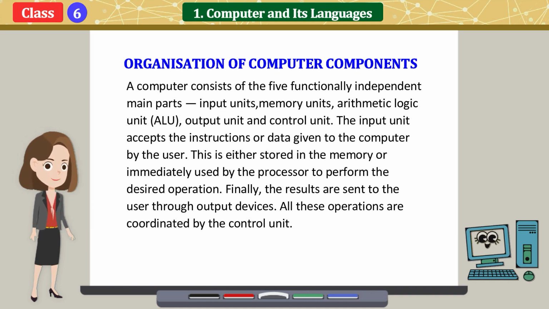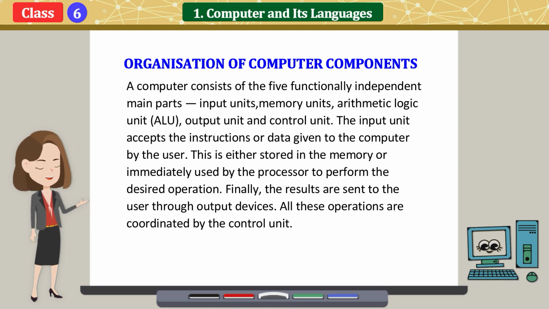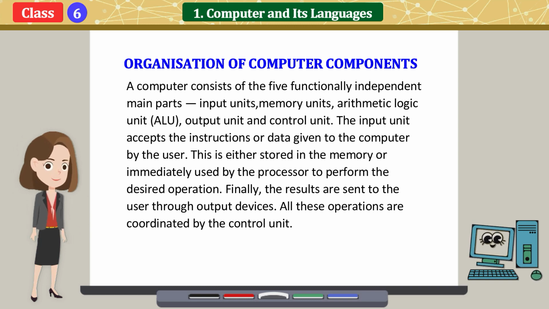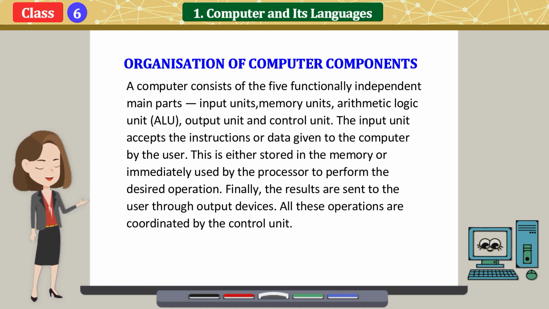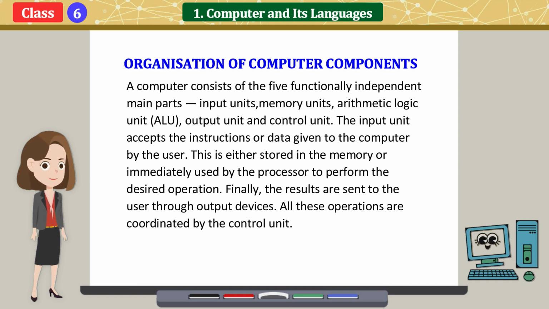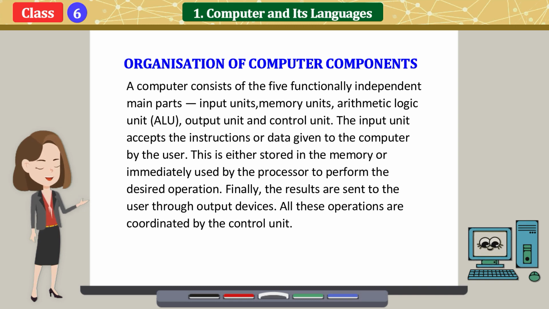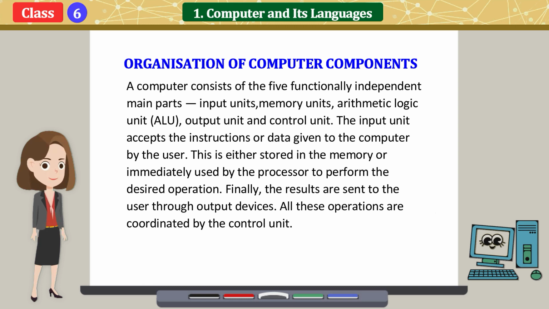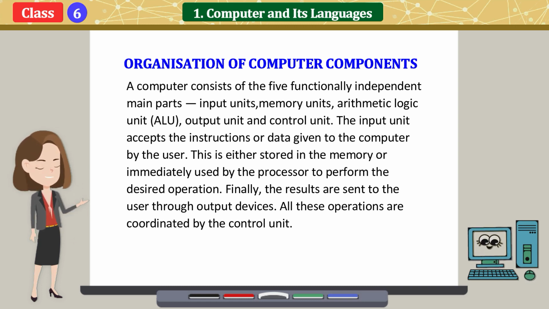Organization of computer components. A computer consists of the 5 functionally independent main parts: input unit, memory unit, arithmetic logic unit, output unit, and control unit. The input unit accepts the instructions or data given to the computer by the user. This is either stored in the memory or immediately used by the processor to perform the desired operation. Finally, the results are sent to the user through output devices. All these operations are coordinated by the control unit.